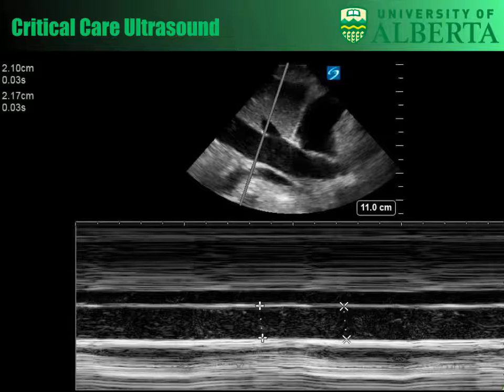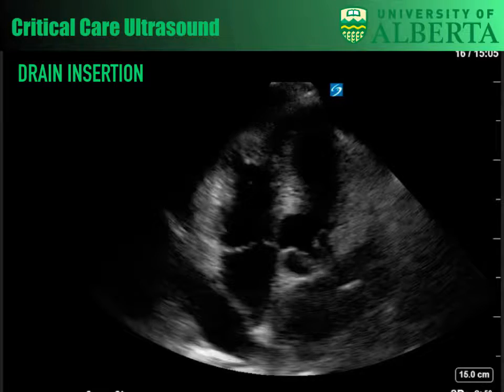Okay, and so what we'd be looking for is a change in size, and you can look at the top left here, 2.1 versus 2.17. So obviously not much of a change there, right? And really, it's 50%. Less than 50% would help determine whether it's plethoric and juicy.